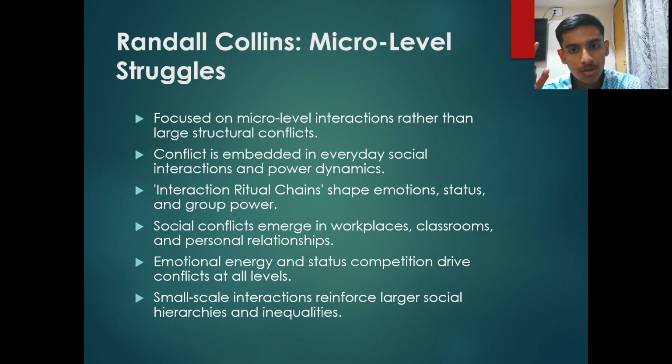Then interaction ritual chains shape emotions, status and group identity. So the very smallest bit, that is emotional conflicts, conflict regarding status, the smallest amount of conflict, that is micro level struggles, Randall Collins is talking about. Then social conflicts emerge in workplaces, classrooms and personal relationships. This I have already discussed, and it is driven by emotion, that is competition between each other. This leads to conflict. And small scale interactions reinforce larger hierarchies and inequalities. So he is talking about how these small conflicts can also lead to larger social hierarchies.